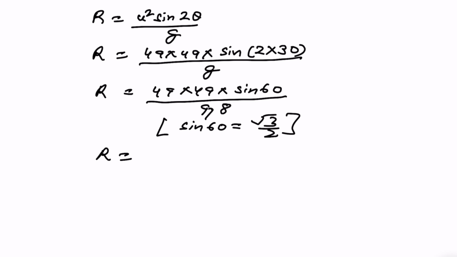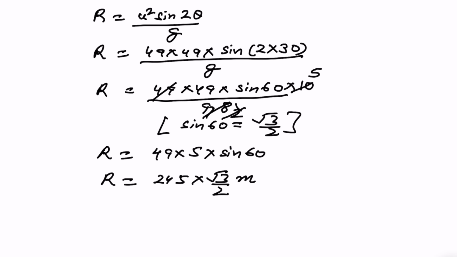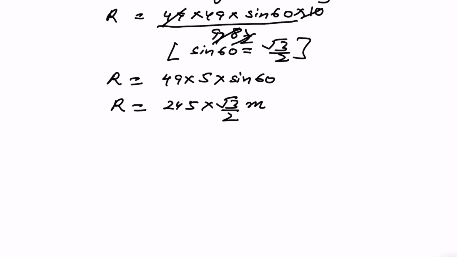So the formula for range will become, if I remove the decimal here, I will have to multiply it with 49 to the 98, 2 5s are 10. So I will have 49 into 5 into sine 60. And sine 60 is how much? Root 3 by 2. So that will become root 3 by 2. And on solving that, we will get 212.3. So this is the value of the range.